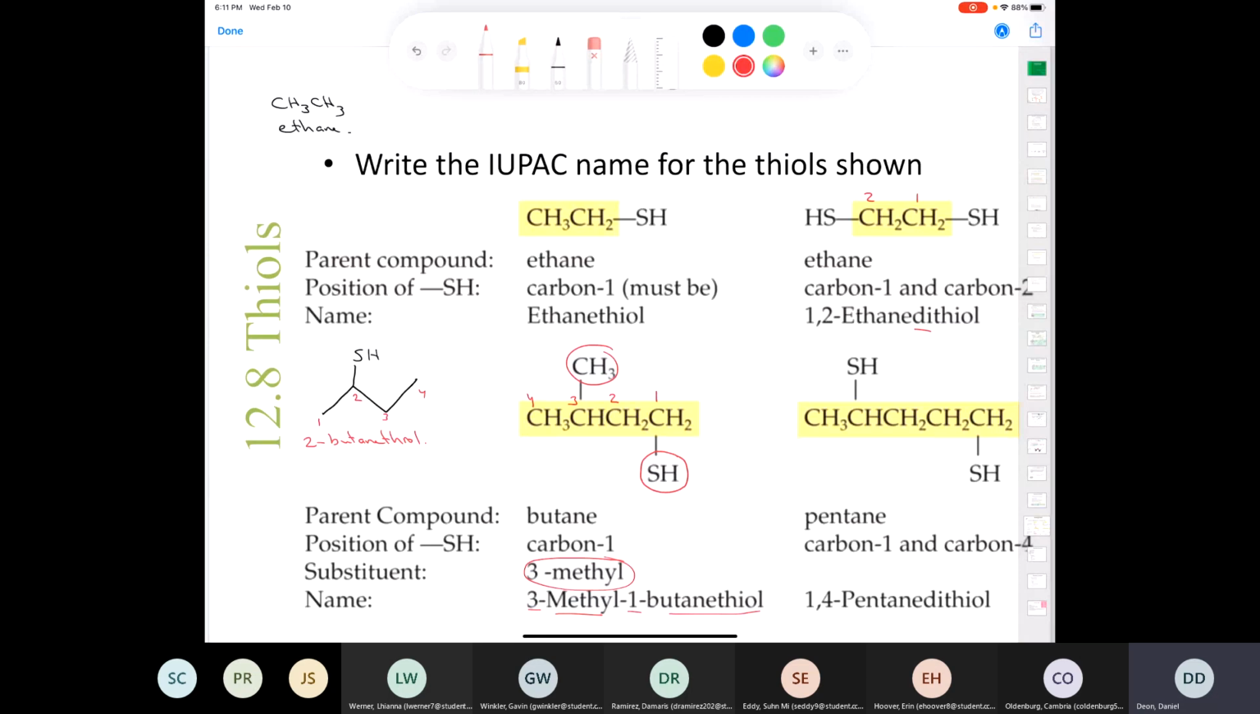Same rationale for this big one down here. We find the longest carbon chain. We number it so that we give the lowest possible number to the first SH group. If we started here, we'd have 1, 2. But if we start on this carbon over here, we have 1, right? We have the thiol. And since 1 is lower than 2, we're going to start numbering here. We have 1, 2, 3, 4, 5. So this is 1,4-pentane dithiol. All right. If you feel like you need a little more practice in naming thiols, I've assigned some problems from our textbook that go over thiol nomenclature.